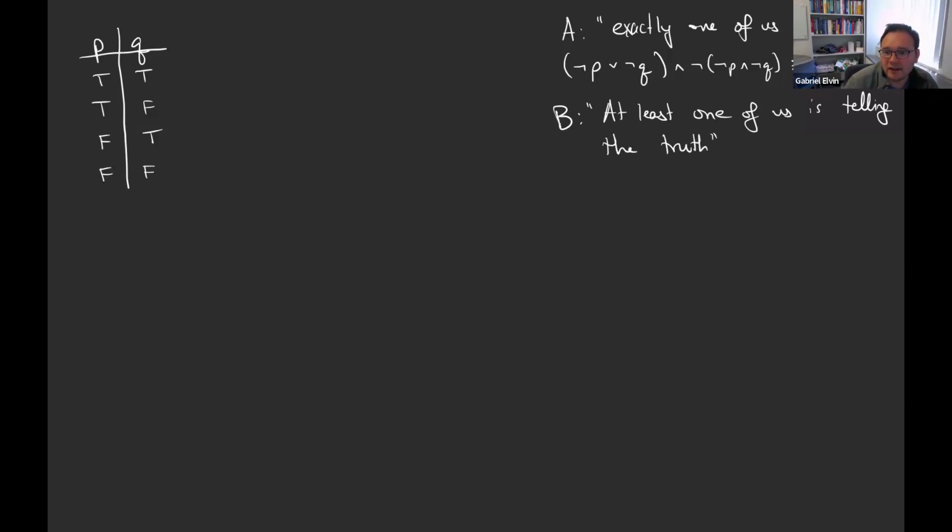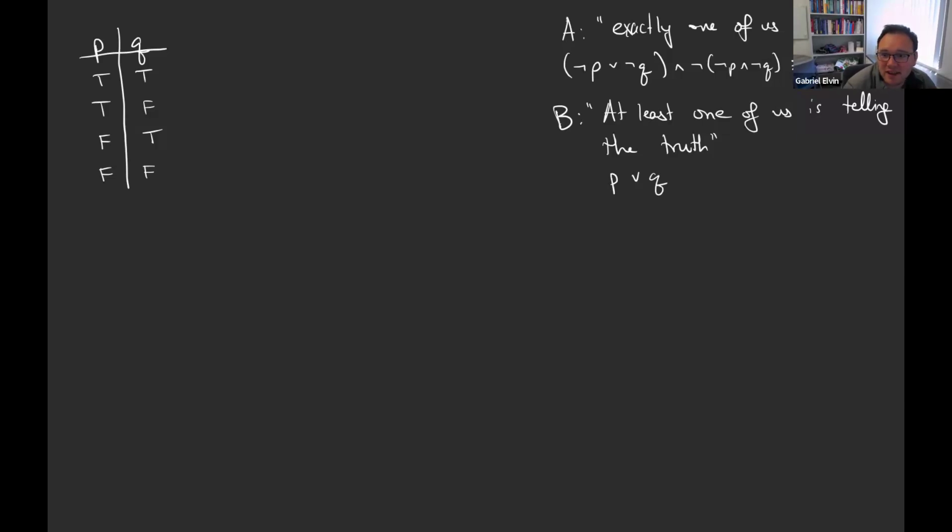So that could either mean that A is telling the truth or B is telling the truth, or both, but that's just logical or. Right, so this is just P or Q. Okay, so maybe it helps to have some intermediate steps, right? Like not P and not Q.